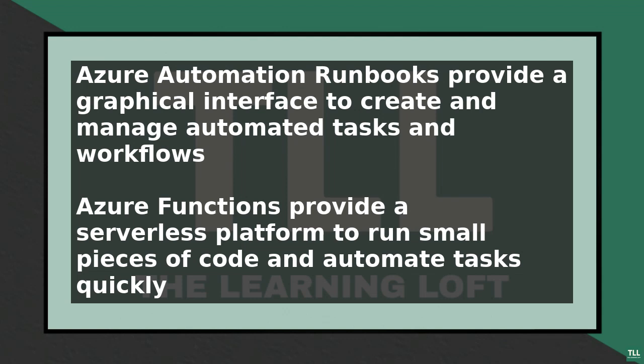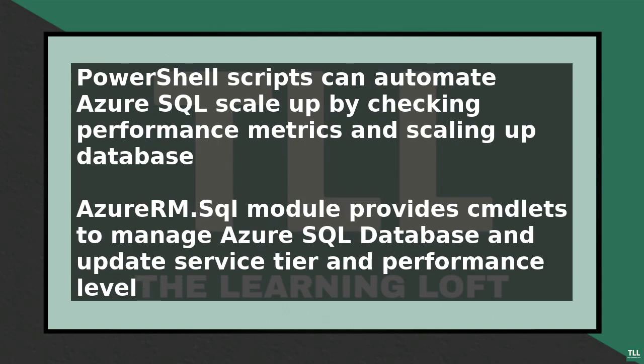To automate this process, you can schedule the runbook to run at regular intervals, such as every hour, and check the performance metrics of your database. If the metrics exceed a certain threshold, the runbook can scale up the database to improve performance.